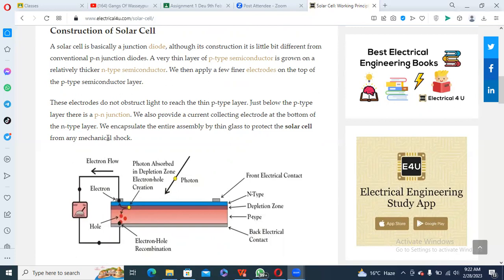Just below the p-type layer, there is a p-n junction. We also provide a current collecting electrode at the bottom of the n-type layer. We encapsulate the entire assembly with thin glass to protect the solar cell from mechanical shock.